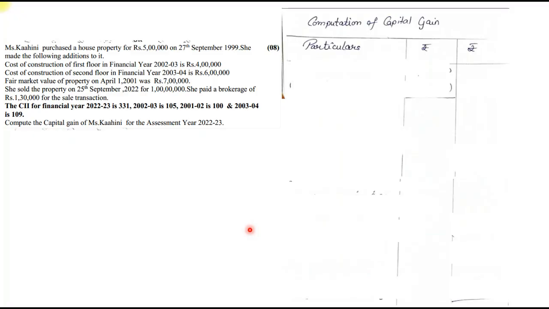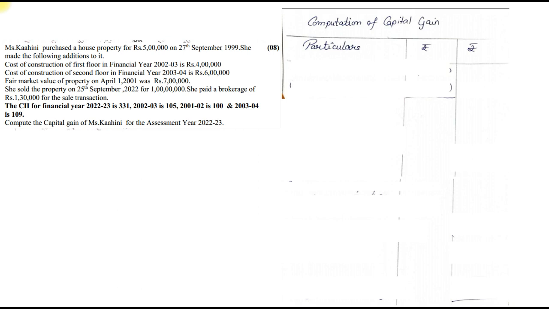Now, the question given under question number 3C was: Ms. Kahini purchased a house property for 5 lakhs on 27 September 1999. She made the following additions to it: cost of construction of the first floor in the years 2002 and 2003. The second floor construction was in the year 2003-2004. Fair market value of the property on April 1 was 7 lakhs.